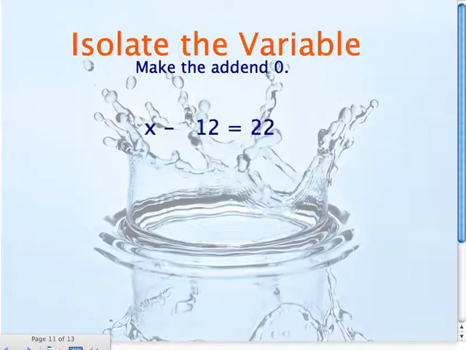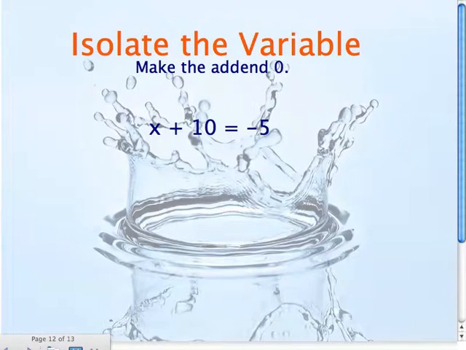All right, let's try another one. So go ahead and pause it and try this one on your own. All right, so on this one, the first step I would do is make that plus negative. So that means I'm adding positive 12 to both sides. So my x equals 34. Easy enough. You should be hopefully remembering all this from last year.